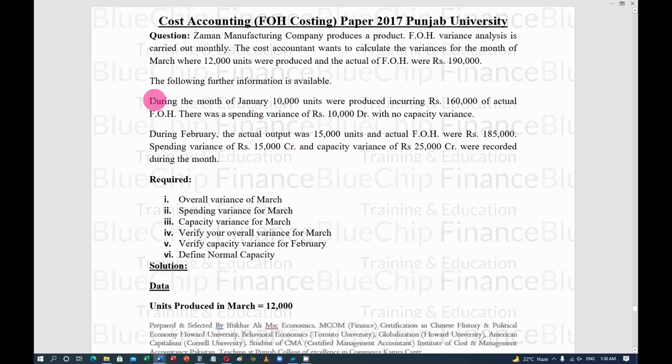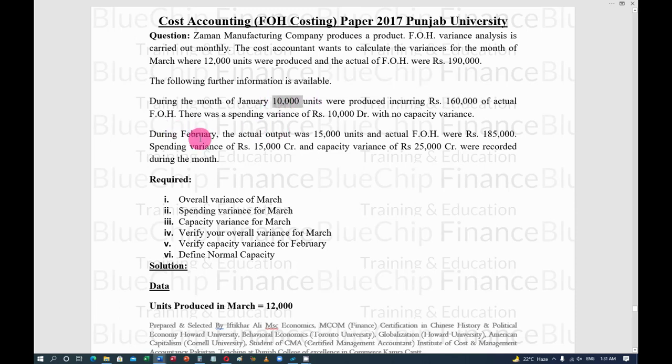So budgeted or capacity variance should be considered. There are two levels. In fact, there are three levels, but these are related to actual FOH and actual capacity attained. So we take these two levels, one for January and one for February. And if there is a debit of budgeted variance or capacity variance or spending variance, then you should subtract this debit spending or budgeted variance from your budgeted FOH. So 160,000 minus 10,000 is equal to 150,000 budgeted FOH for the month of January at 10,000 units.